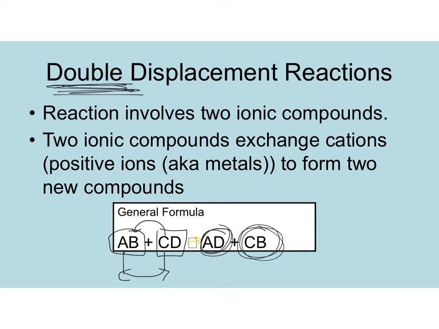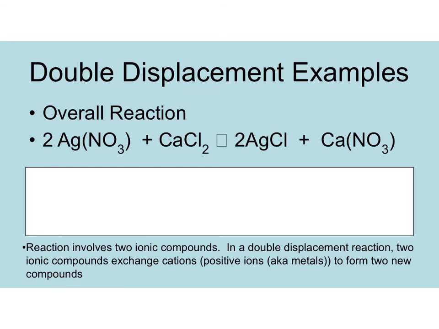So this is a reaction that involves two ionic compounds. So the two ionic compounds exchange cations. So they exchange their positive. So if A was positive and C was positive, they would change. Okay? And then B would be the negative or the nonmetal. And they basically just swap positions. Okay? That's a displacement. So here's a good example of one.